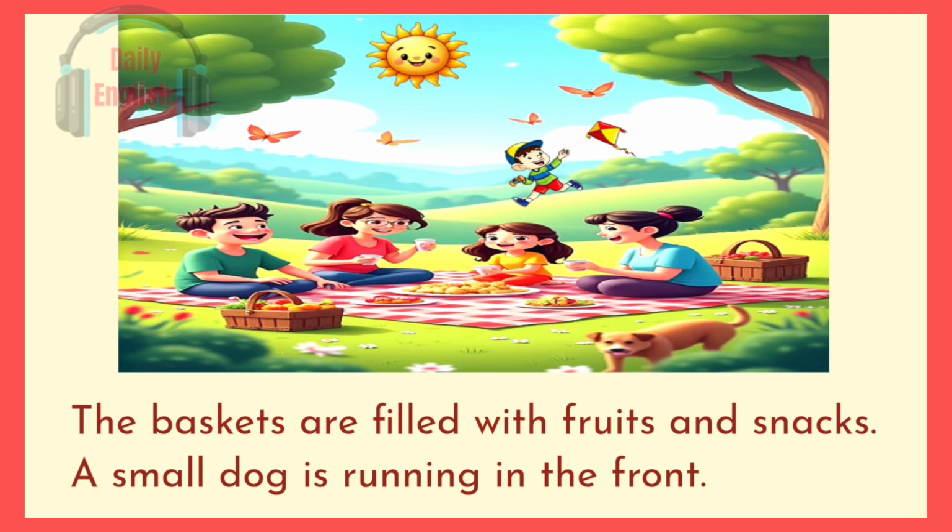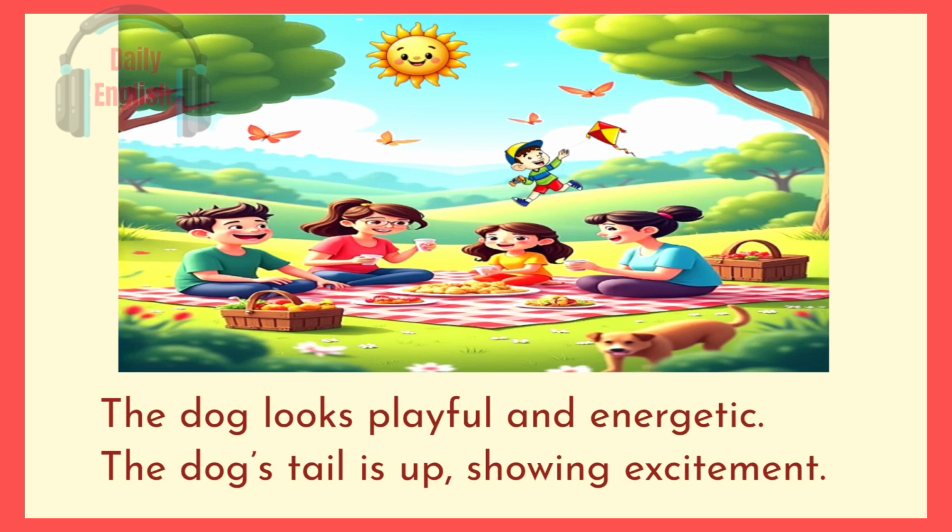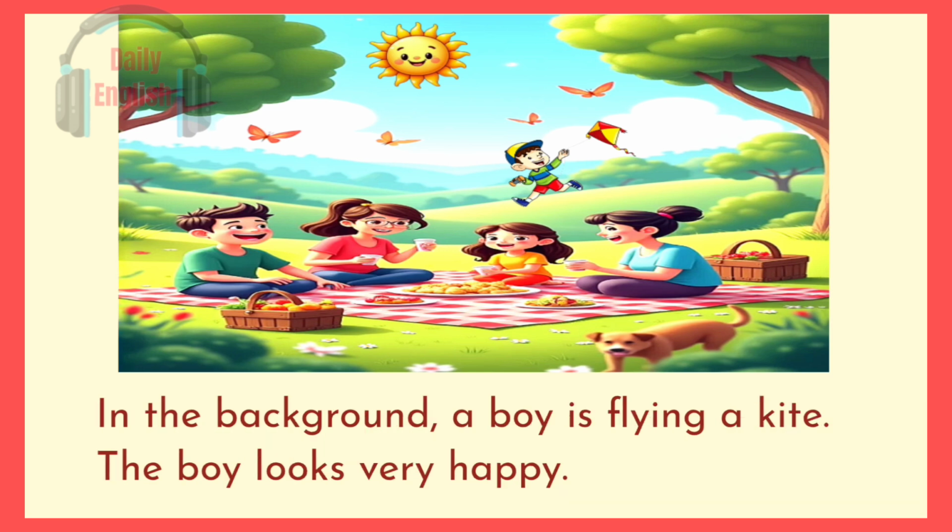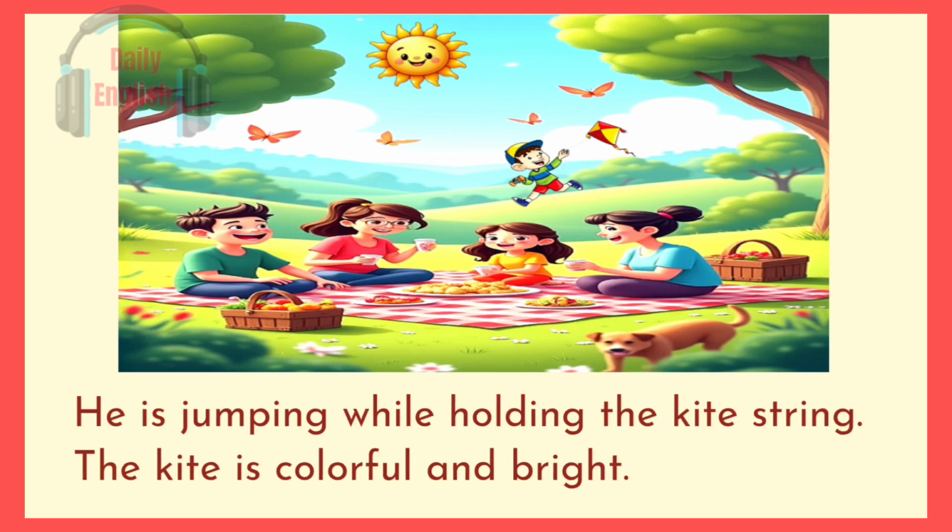A small dog is running in the front. The dog looks playful and energetic. The dog's tail is up, showing excitement. In the background, a boy is flying a kite. The boy looks very happy. He is jumping while holding the kite string. The kite is colorful and bright.